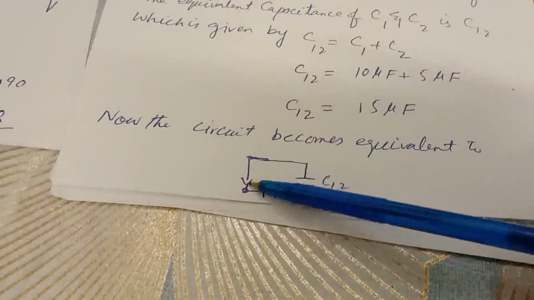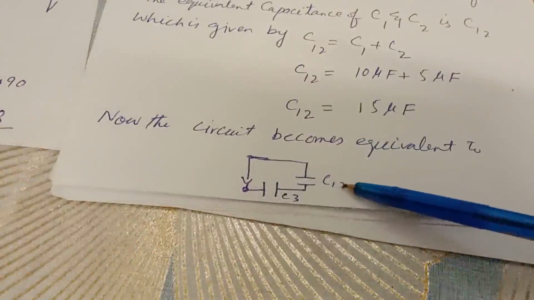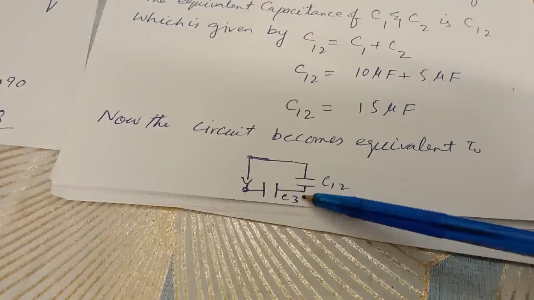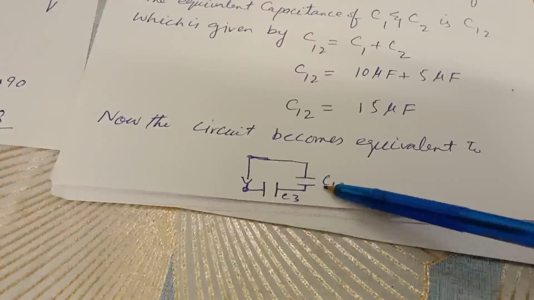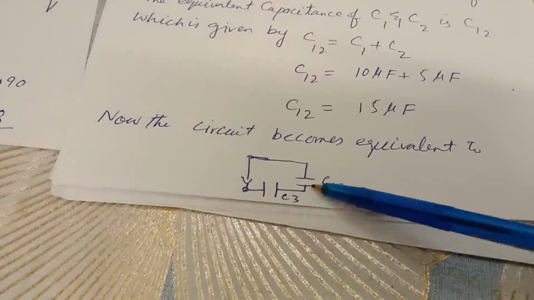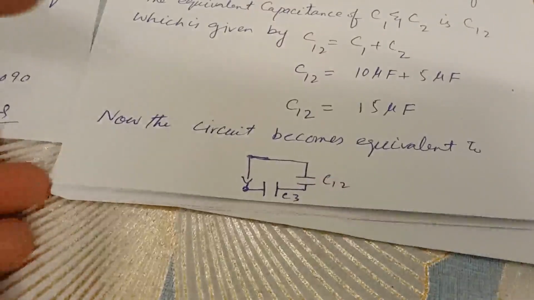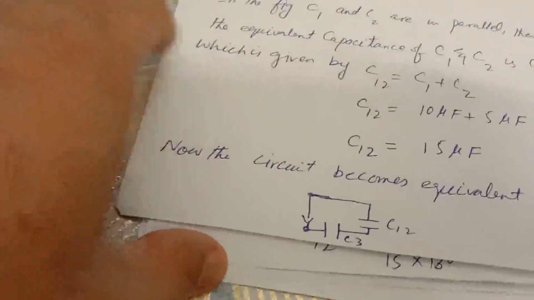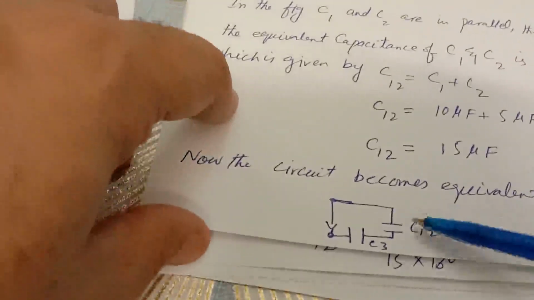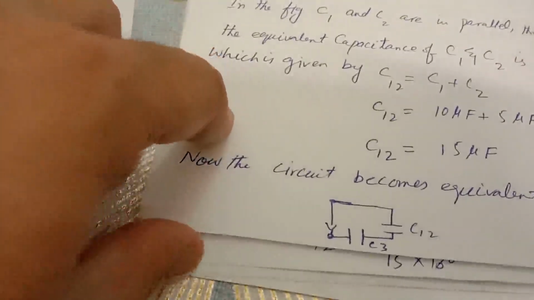This is the V here, voltage. So C12 and C3, now these two capacitors are in series. We need to find the equivalent capacitance of these two capacitors now. The equivalent capacitance of these two capacitors will be equal to the equivalent capacitance of all three capacitors. Now these two capacitors are in parallel, therefore C12 is equal to the sum of C1 and C2.